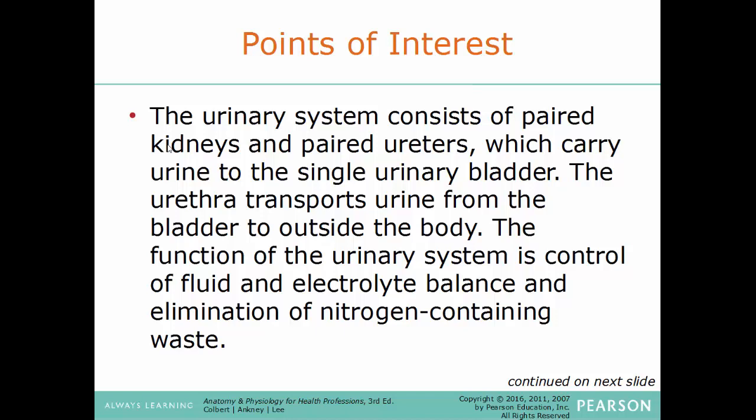The urinary system consists of paired kidneys and paired ureters, which carry urine to the single urinary bladder. The urethra will transport urine from the bladder to outside of the body. The function of the urinary system is to control the fluid and electrolyte balance and the elimination of nitrogen-containing waste.